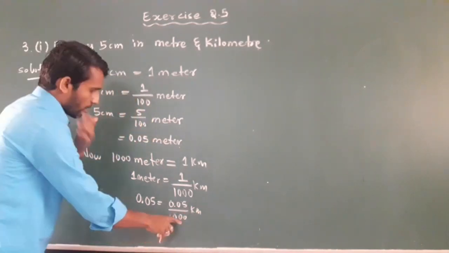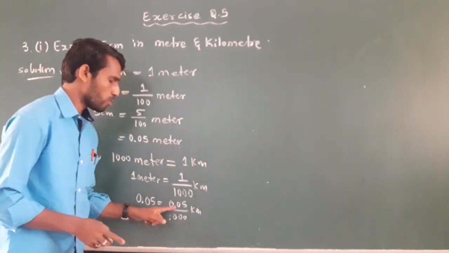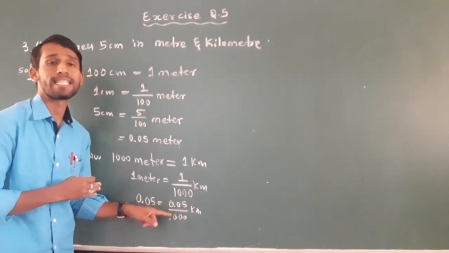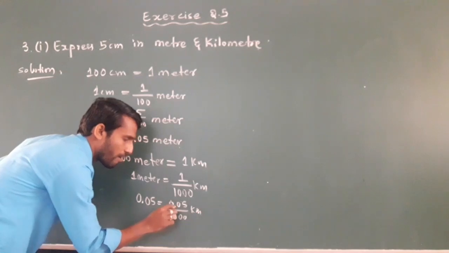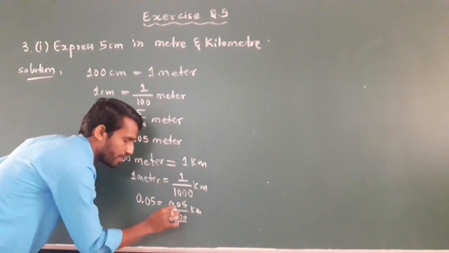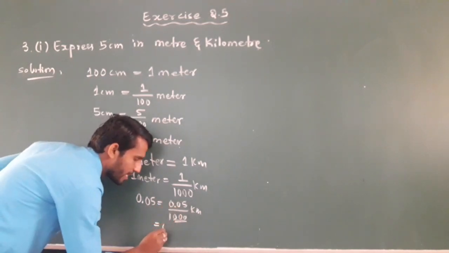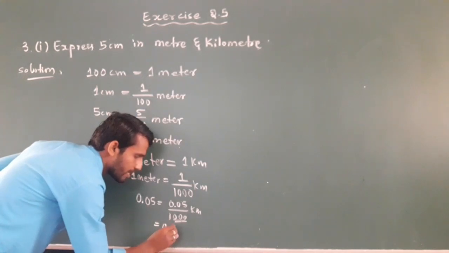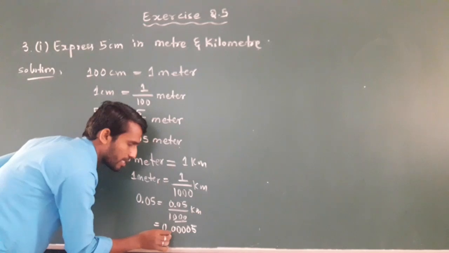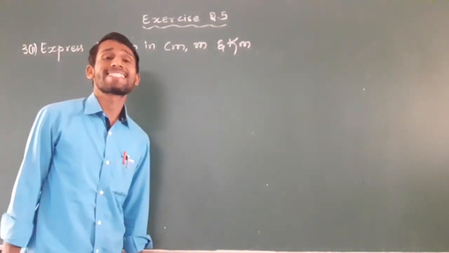When we write this, we have 3 zeros. We have to shift this decimal point after 3 numbers. When we shift the decimal point after 3 numbers, we get 0.00005 kilometer. This is the solution. Next I am taking the second problem of the third main.